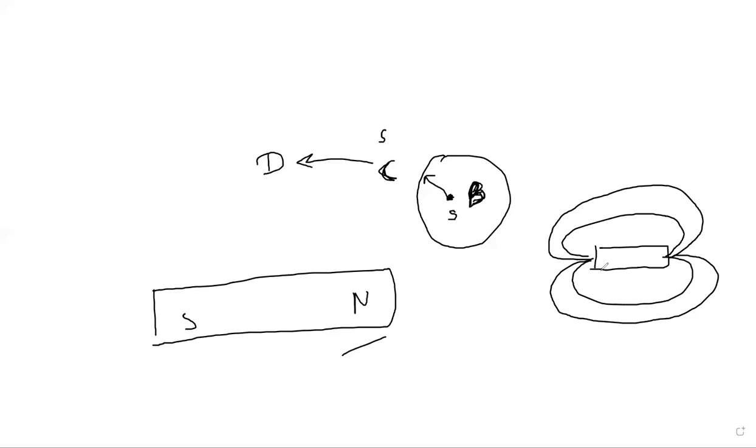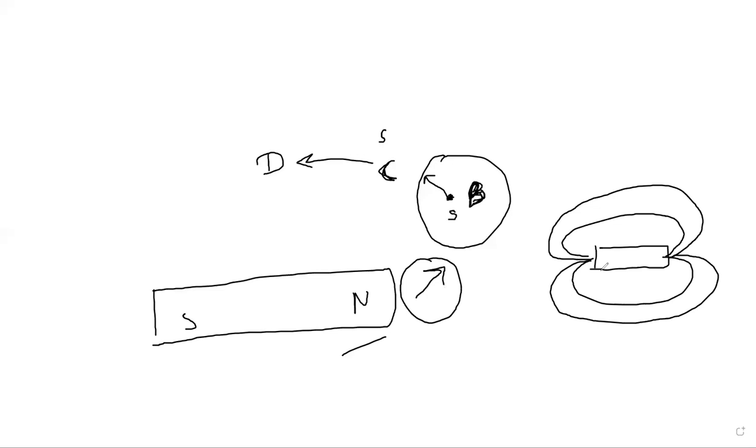So for identifying, we have two methods. First one is the compass method. Second one is the iron filing method. That I'll tell you later. So here, what we have to do is take a compass and put it near the bar magnet. It will point toward the north. Each compass will always point toward the north only. So when I put the compass here, it will show the direction.